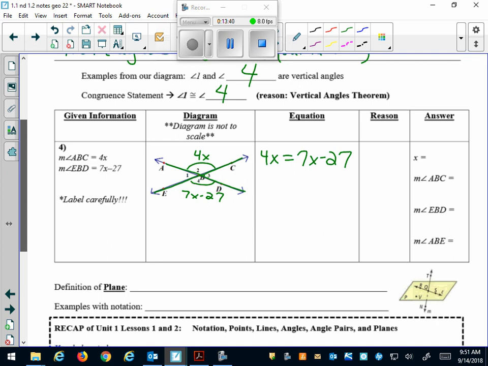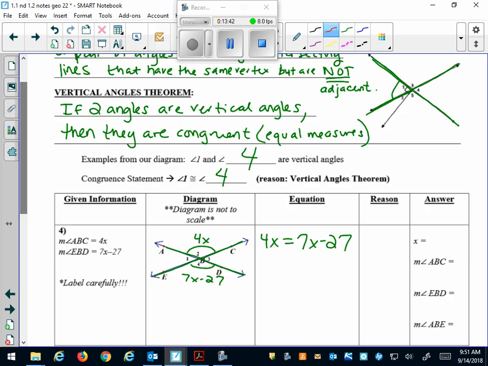So now we're just going to solve for x here. Subtract 4x from both sides. Actually, we could do minus 7x. You guys might like that better. Minus 7x on both sides. You get negative 3x equals negative 27. Make sure if you're going to do it that way, you keep your negative sign there. Divide by negative 3. And x is 9.